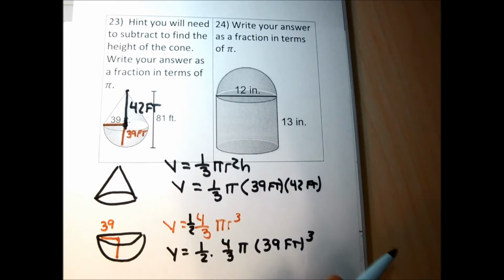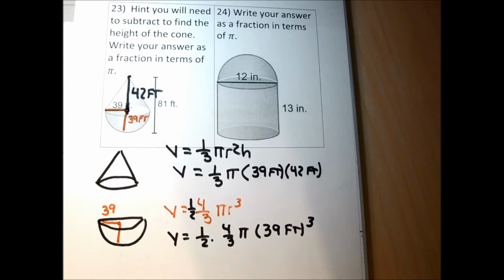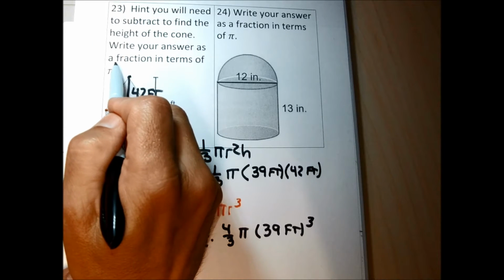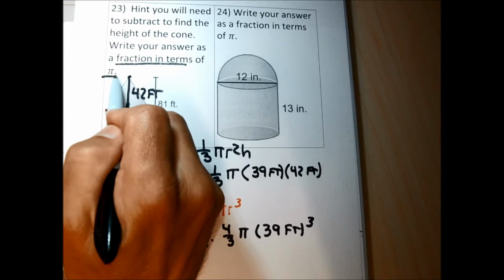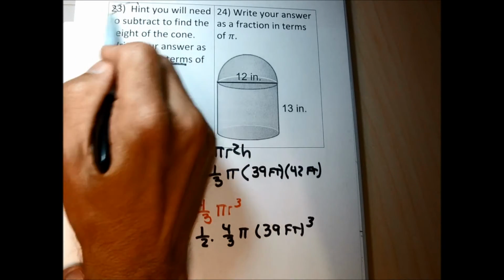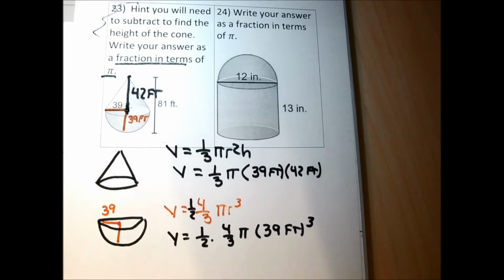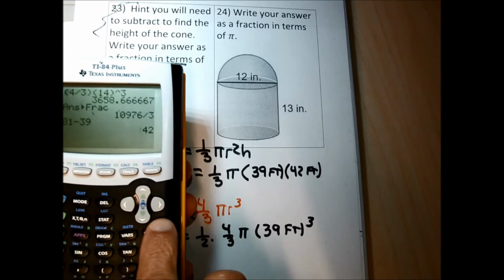So just like I did in the beginning example a half hour or so ago, I'm going to do each volume separately and add them together. The instructions say write your answer in terms of a fraction with pi, and it gave you the hint that you needed to subtract to get the height of the cone. So let me figure out the cone part first because it's on top.